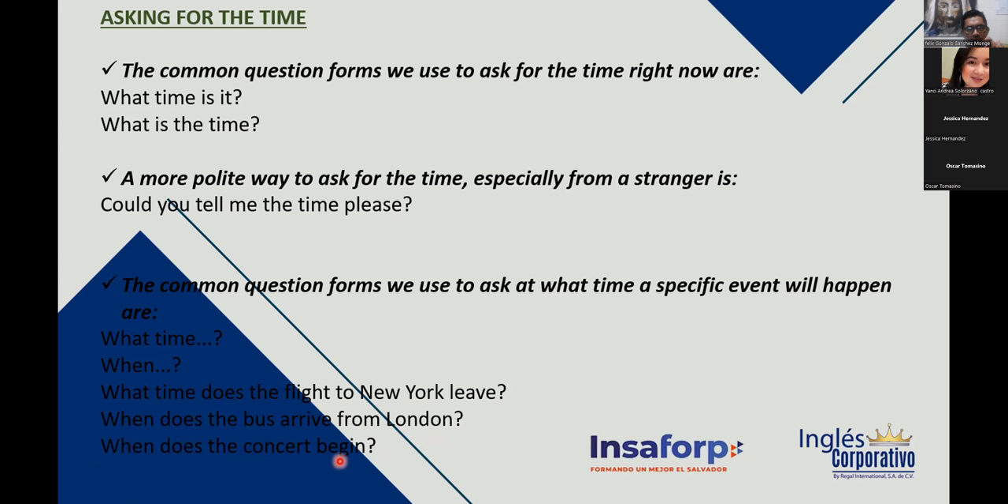In English, for example, if you know the person, si tú conoces a la persona, or you want to use the common language, solo quieres utilizar el lenguaje común, you can say, what time is it? Or what is the time? Either or, both of them. If you want to be more polite, si quieres ser más educado y sonar más professional, let's say, or when you're going to ask, especially a stranger, you know, could you tell me the time, please? And then we have the last ones, which are the ones that I already said.